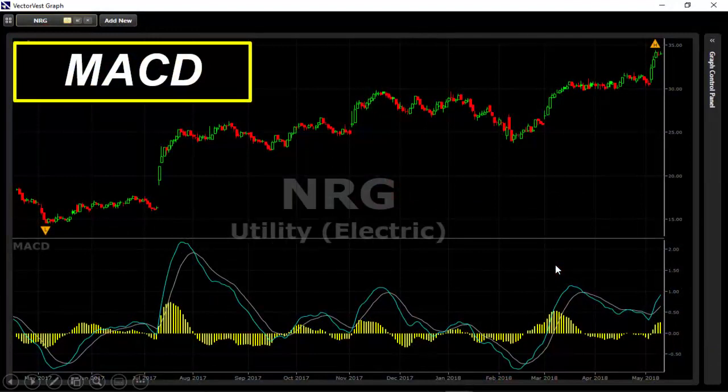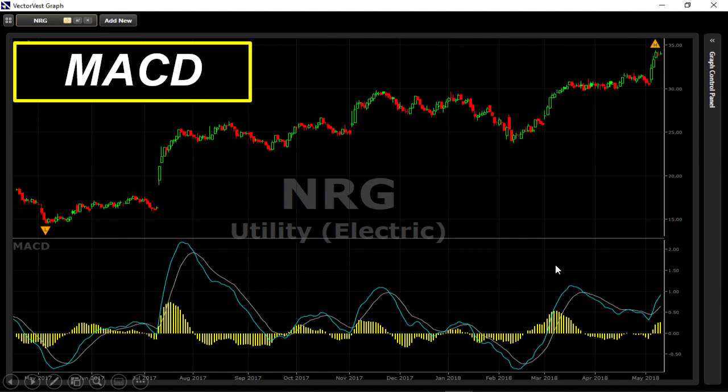Okay? Let me show you how to do it. One of the most popular technical indicators, perhaps, is MACD. Stands for Moving Average Convergence Divergence. It's a great indicator to help pinpoint meaningful changes in a stock's price direction.